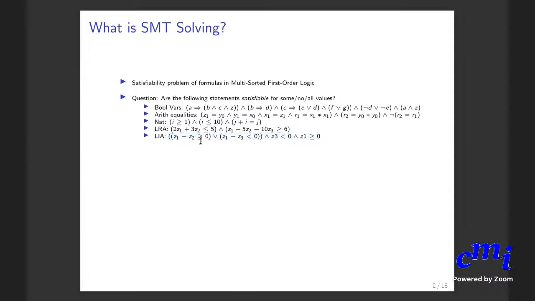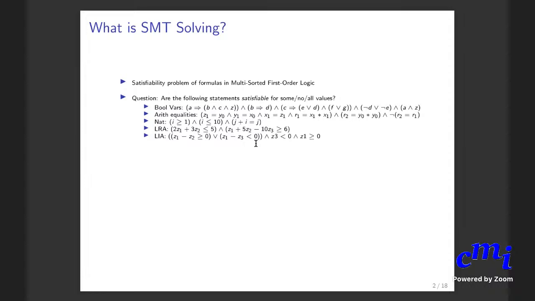For example, obviously for this to be satisfiable, Z3 less than 0 has to be true, Z1 greater than this has to be true. As a propositional structure, just making this true and this true will satisfy the propositional structure. But under the assumption that Z3 is less than 0 and Z1 is greater than or equal to 0, it cannot be the case that Z1 minus Z3 is less than 0.